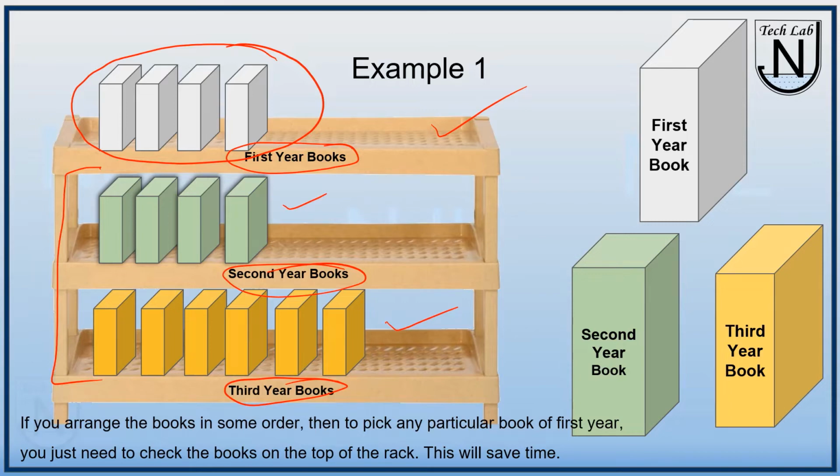So the overall thing is that in the previous arrangement, you have to search randomly among all the books. But over here, because the books are already arranged, you just have to search among the 4 books, and with this you will be able to reduce the time of searching, so the time complexity is going to reduce.